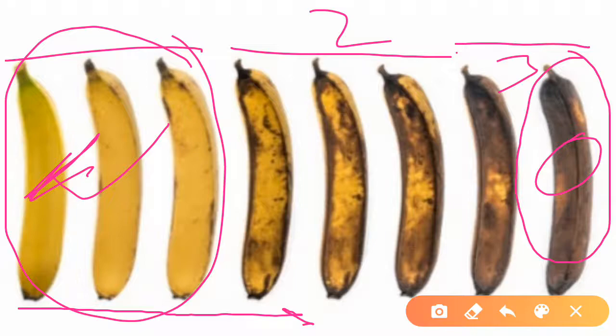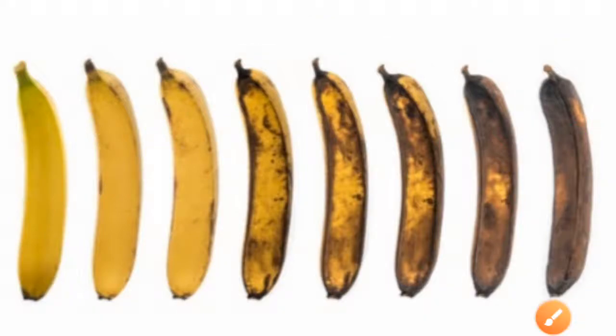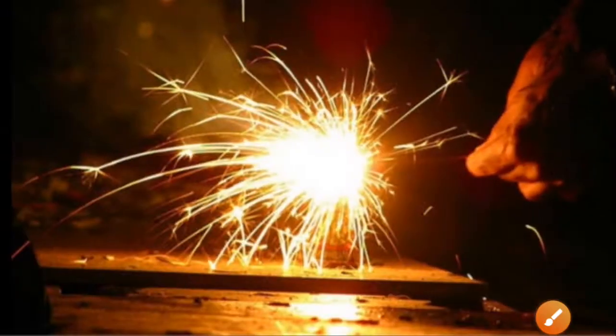And next, the taste also has to change. Here it is very sweet on the third day, because the chemical reaction, the chemical change, has happened. So the ripening of banana is a chemical change.